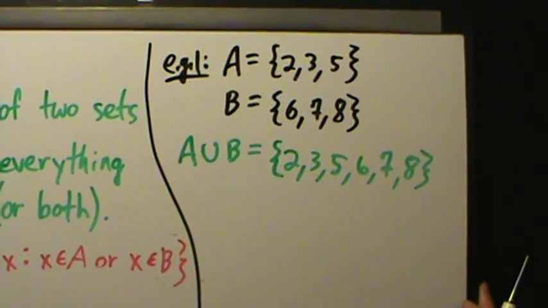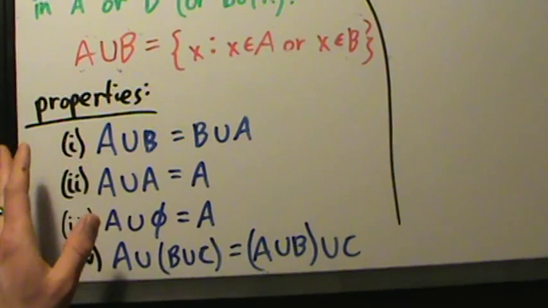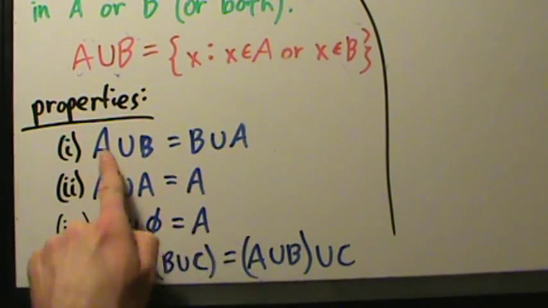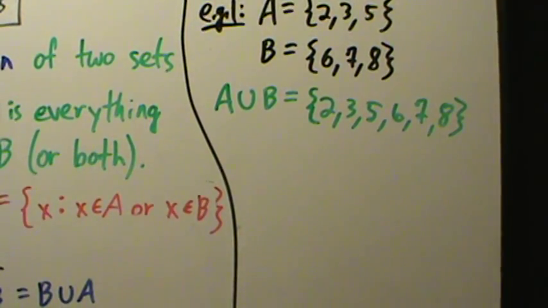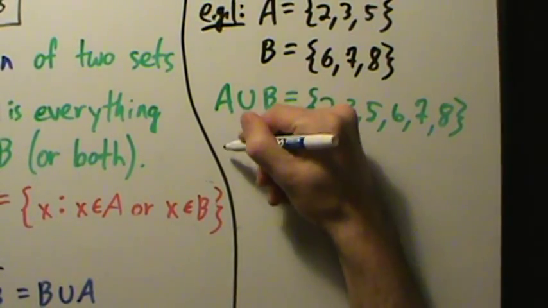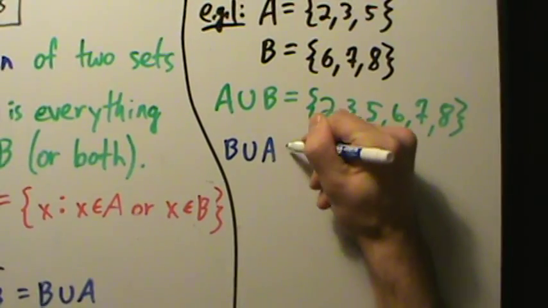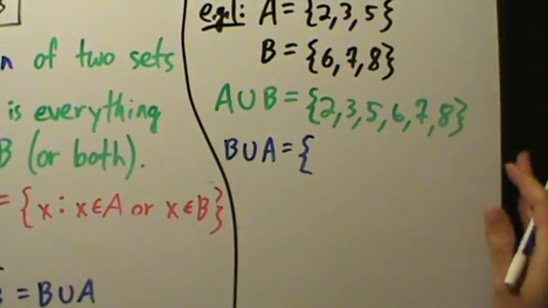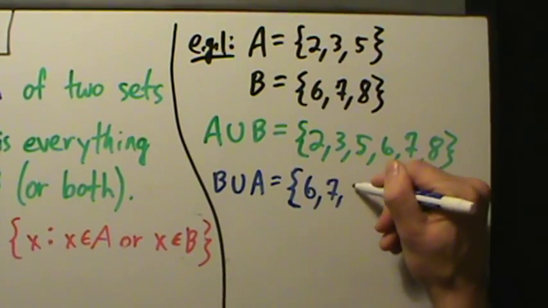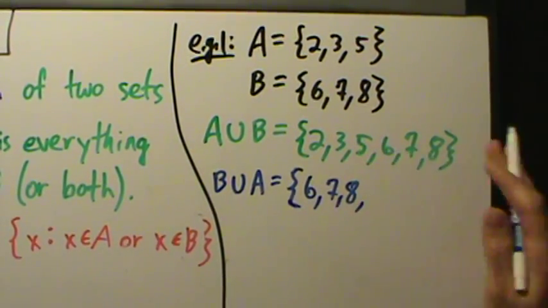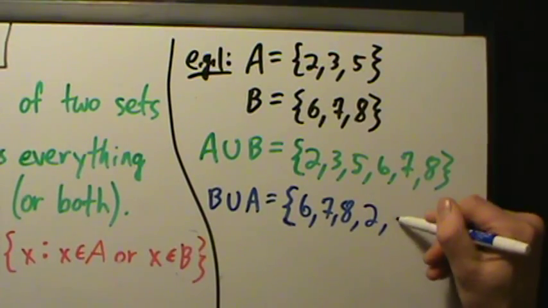What if we did B union A? Remember, B union A ought to be the same thing, right? So what if we thought about it as B union A? Well, then what would we have? Just to illustrate a point here, B union A. We can think, okay, let's look at the set B first. Then we get 6, 7, 8. And if we look at A next, we get 2, 3, 5, right?